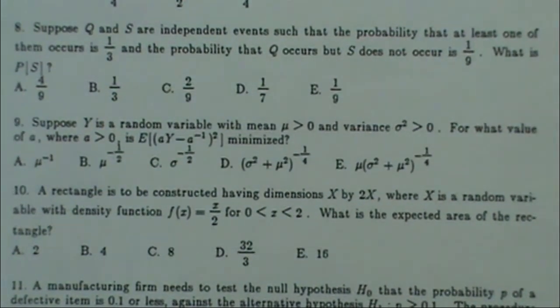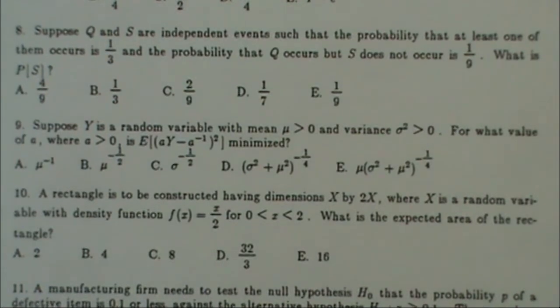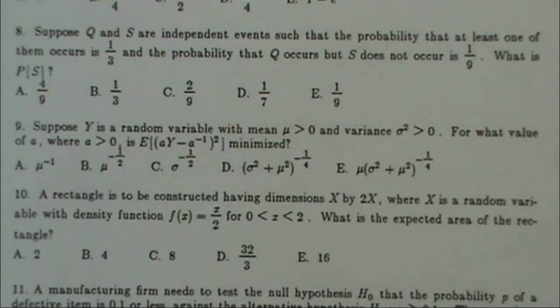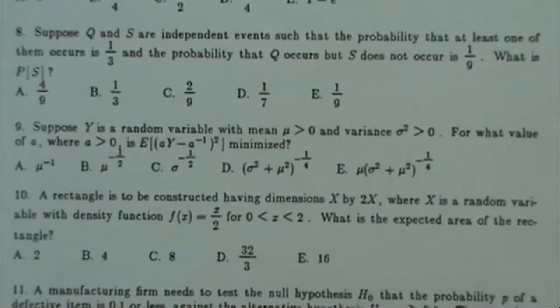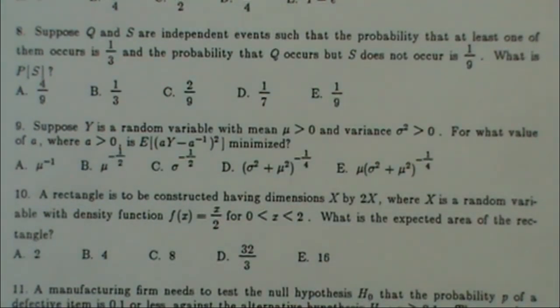Number 9. Suppose y is a random variable with mean mu and variance sigma squared. For what value of a, where a is positive, is the expected value of (ay minus a to the negative 1) squared minimized?